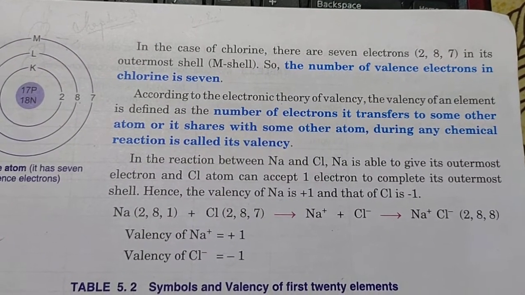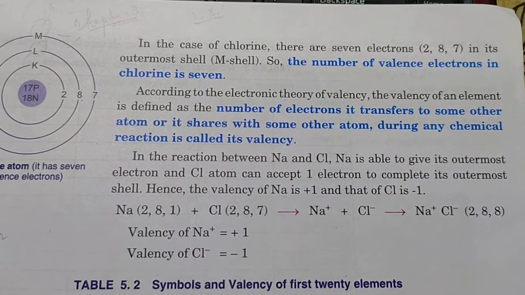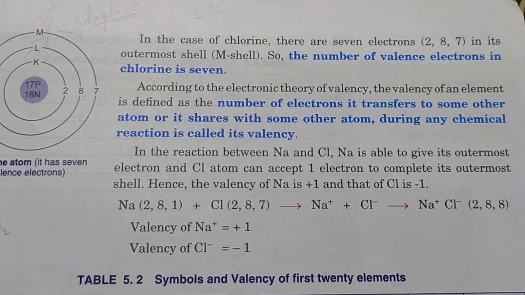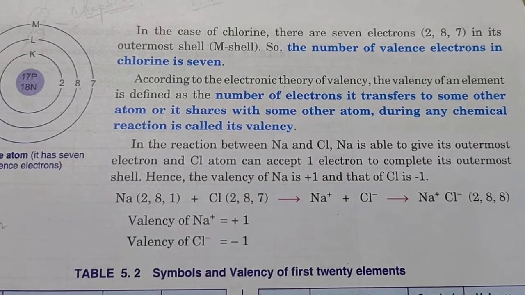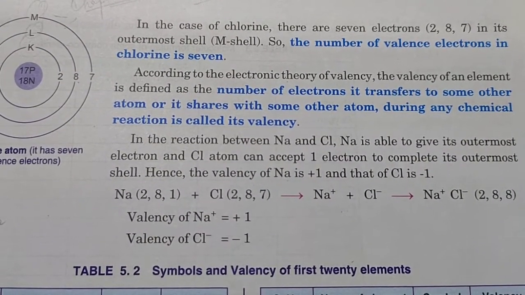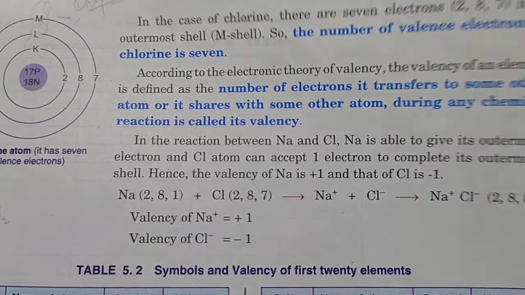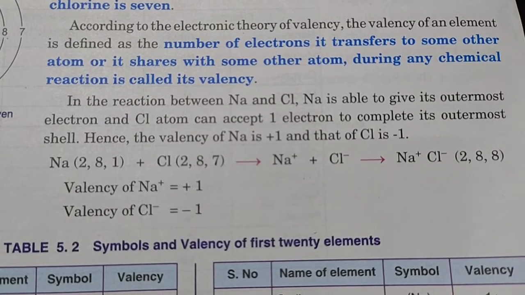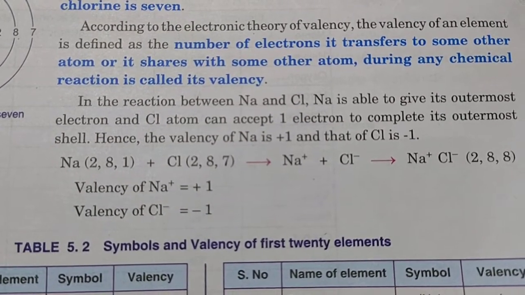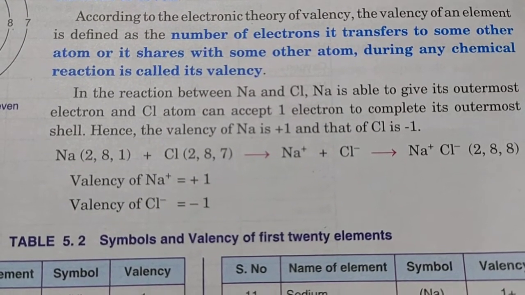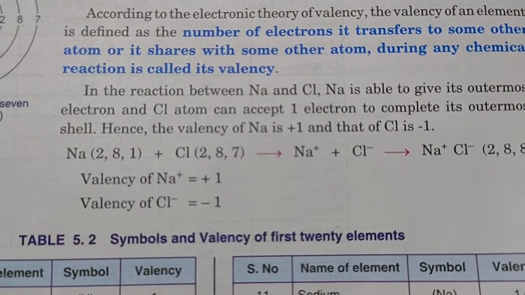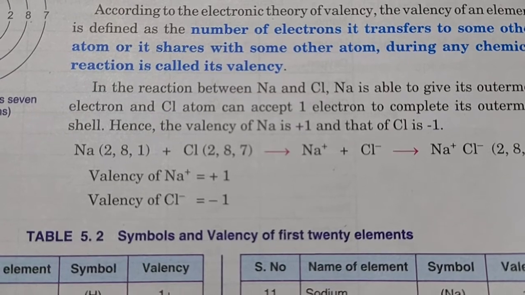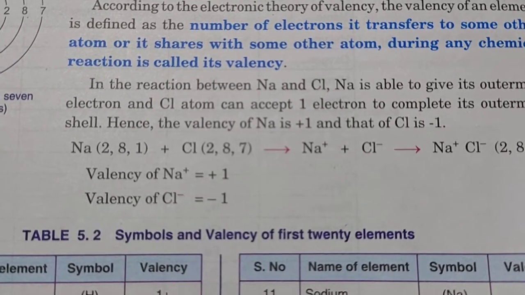So according to the electronic theory of valency, the number of electrons an atom transfers to some other atom, or shares with some other atom during any chemical reaction, is called its valency. Like sodium, we know the atomic number of sodium is 11. So the electronic distribution is 2, 8, 1, and chlorine 17, so 2, 8, 7. In order to complete its outermost shell, sodium will lose one electron.